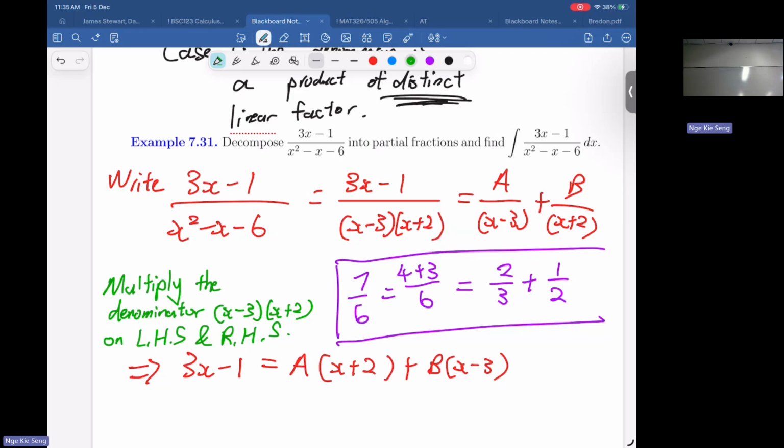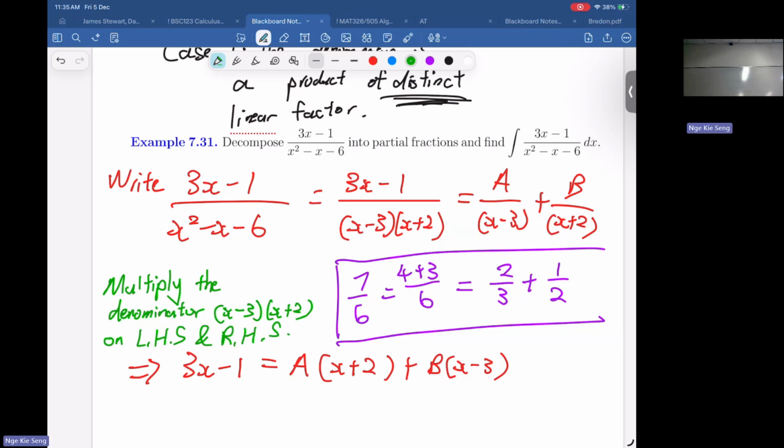Again, if you substitute the root of x minus 3, then the term involving B disappears. Then the rest is left in terms of A. Then you can find A. Okay, so this is what we should do. We should try some value of x.